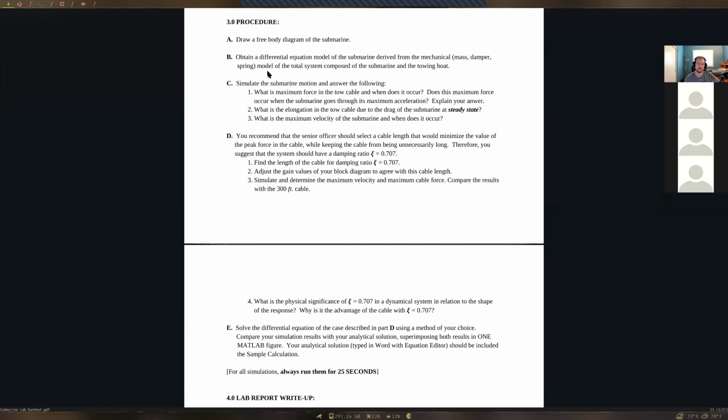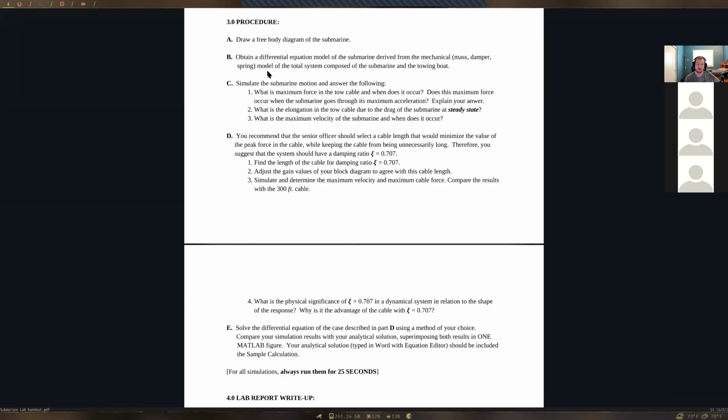And then what is the maximum velocity of the submarine? When does it occur? And then we're going to have a whole new setup where we're just going to change the length of a cable to correspond to a damping ratio of 0.707. And then we're going to resolve some stuff for this new cable length. And we're going to look at the maximum velocity and the maximum cable force again. And we'll compare that to the first cable that we were using.